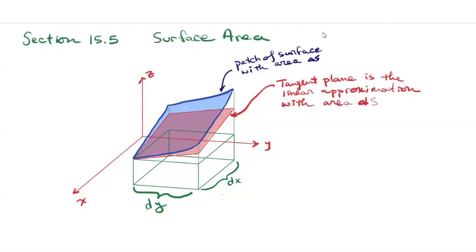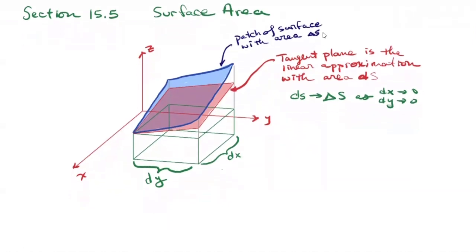And of course, let's say dS approaches delta S, as dx and dy both go to 0. And of course, when we do integrals, those go to 0. Let's go ahead and find a formula for dS using the linear approximation.